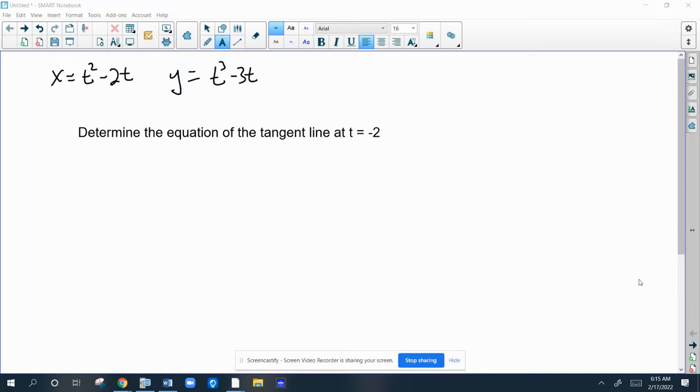Hello. So we are going to look at these parametric equations, and based on the graph that they make, we're going to determine the equation of the tangent line to the graph at t equals -2. In a previous video, we looked at a lot of stuff with these parametric equations, but we didn't look at the tangent line.